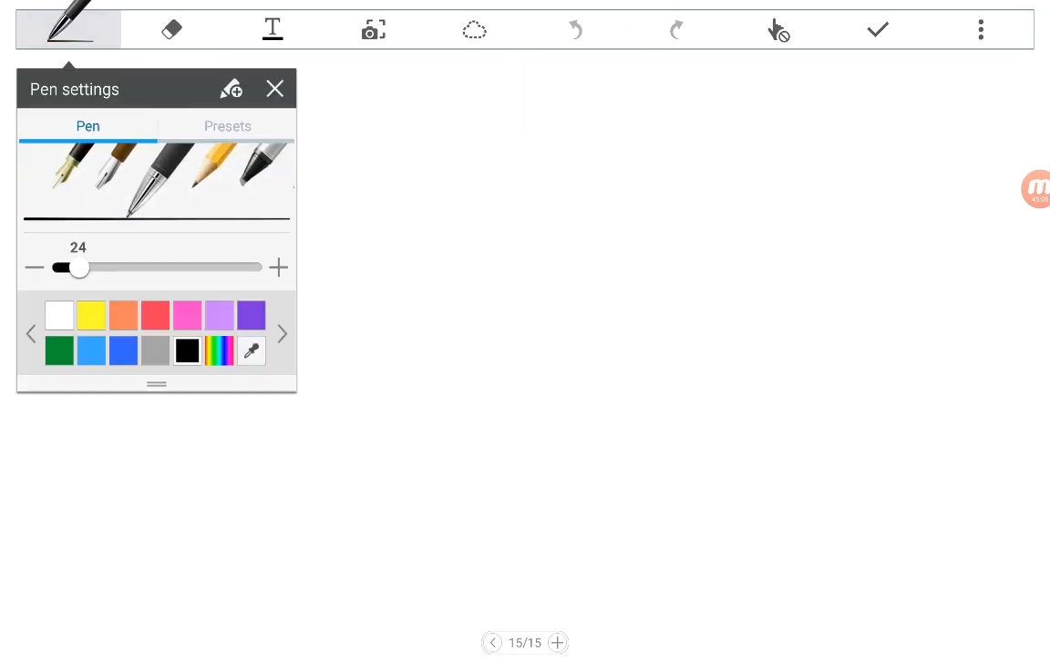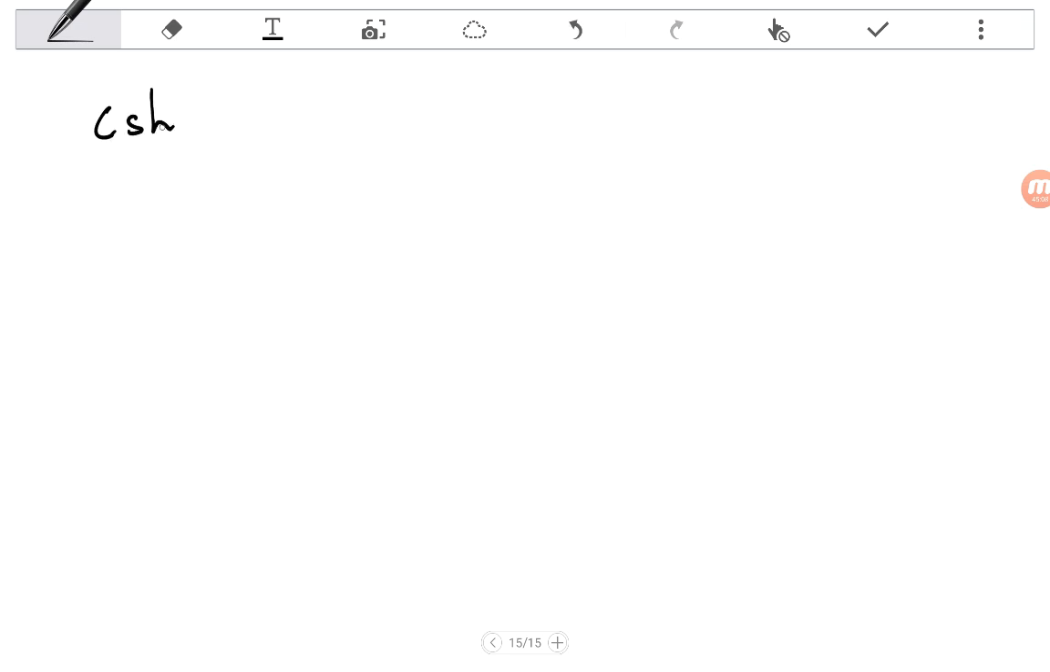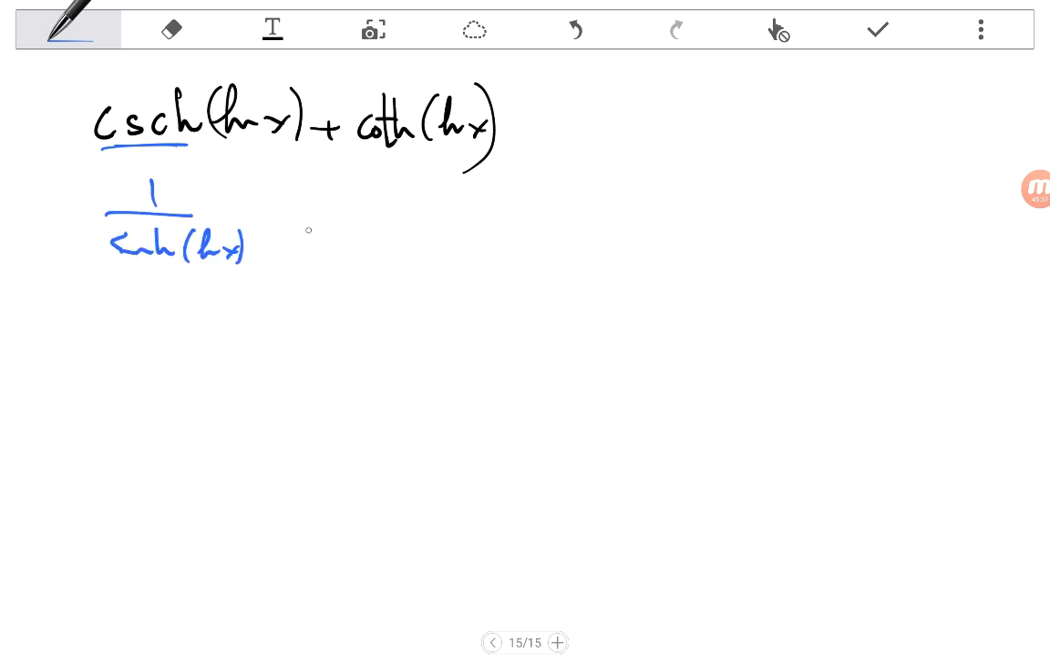What about this? Let's check. Make this simplification: cosech ln x plus cotangent hyperbolic ln x. I need to make a simplification. Also, we have learned what cosech is. It is the reciprocal of sinh. So this is 1 over sinh ln x plus coth, which is cosh ln x over sinh ln x.